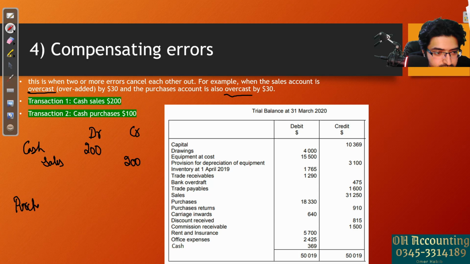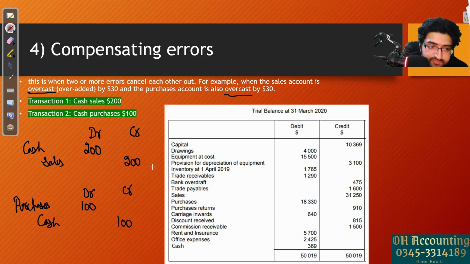Purchases debit by 100, and then when you purchase goods, you pay cash. So cash decreases in your business. When assets decrease, we record them on the credit side. So cash credit by 100, right? These are the transactions that should have been.